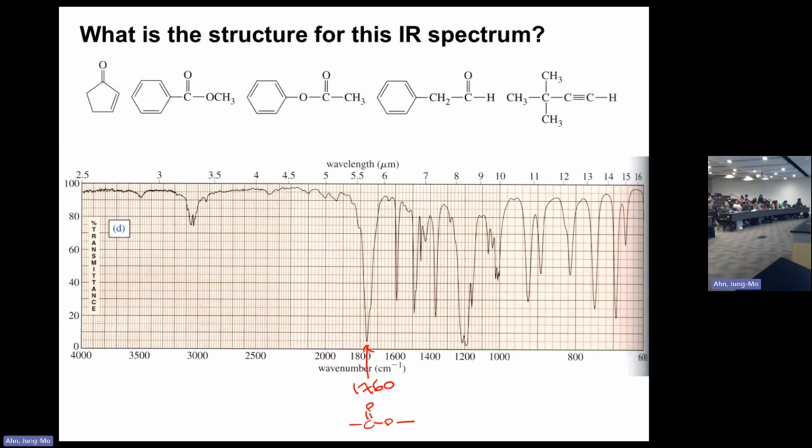I mean, there are other things that we can also point out there. First of all, we got 3000 lines, with the stretching signal only coming out a little above, right? So that means that we got unsaturation. But both of them have a benzene, so it does not really narrow down. It only points out that yes, we have an unsaturation in the molecule. And then the signal at 1600 means that we have a benzene, but both of them have a benzene, so it doesn't help us.